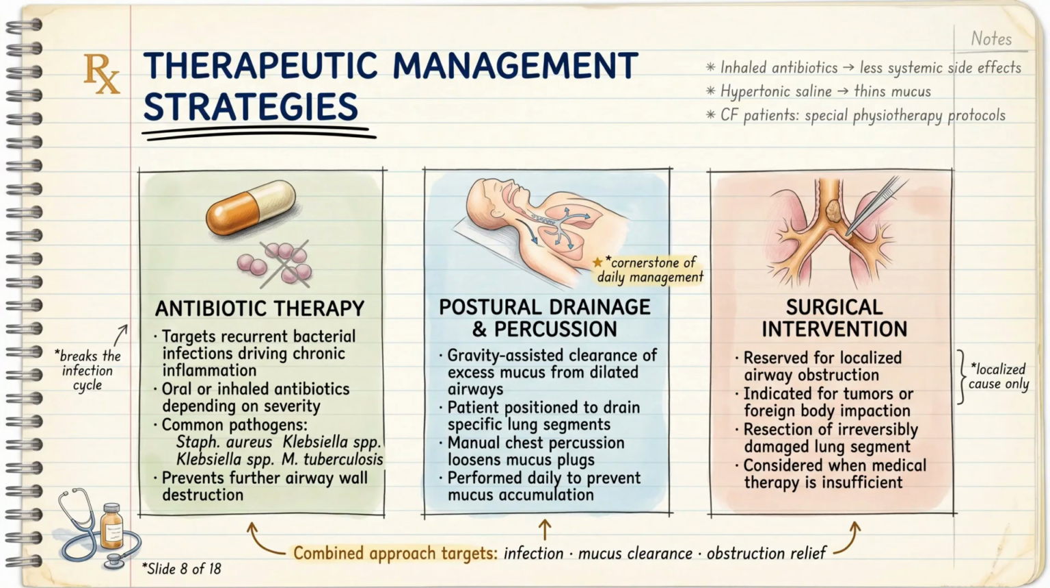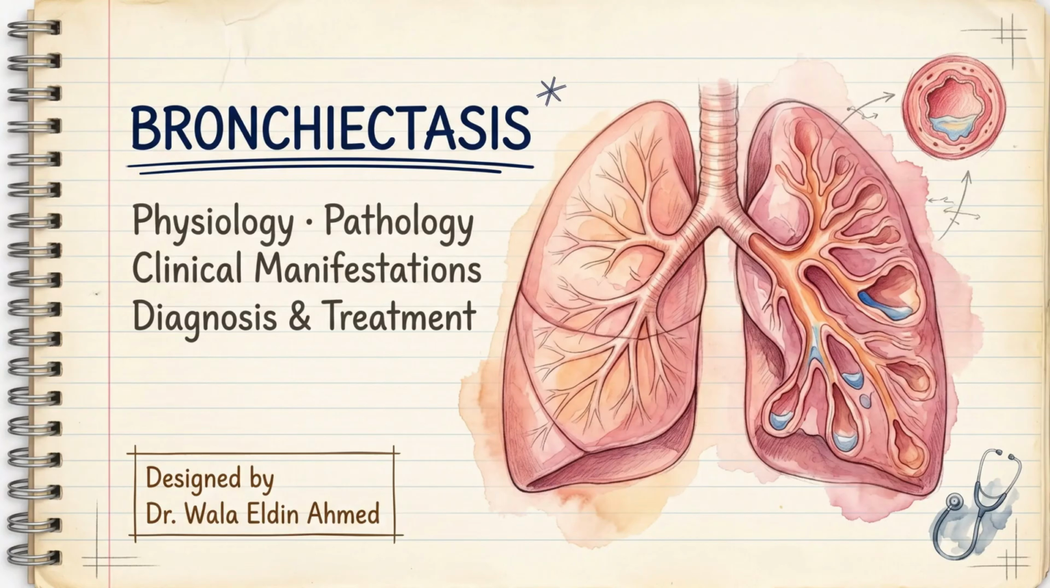Surgical intervention, reserved for localized disease only. When a tumor or foreign body is causing obstruction, or when medical therapy has failed, resection of the irreversibly damaged lung segment may be considered. Combined approach: infection, mucus, obstruction. Treat all 3. And that brings us to the end of this session on bronchiectasis.